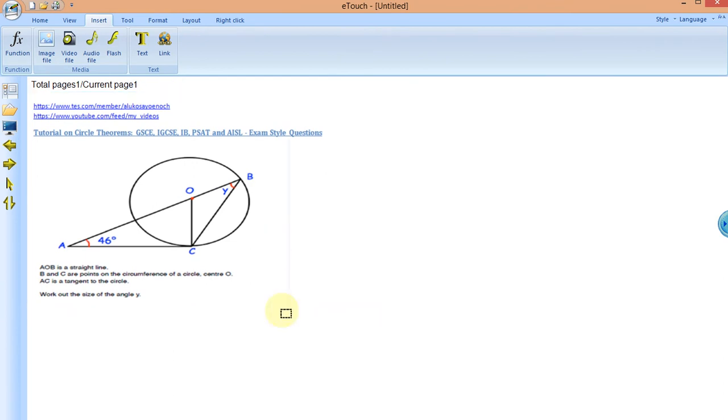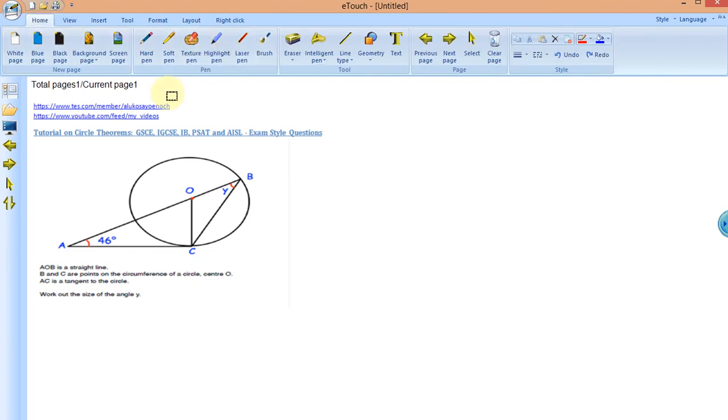Okay, so here I have AOB is a straight line. B and C are points on the circumference of a circle, center O. Then AC is a tangent to the circle, and work out the size of Y. So we want to work out the size of Y, guys. That's letter Y.